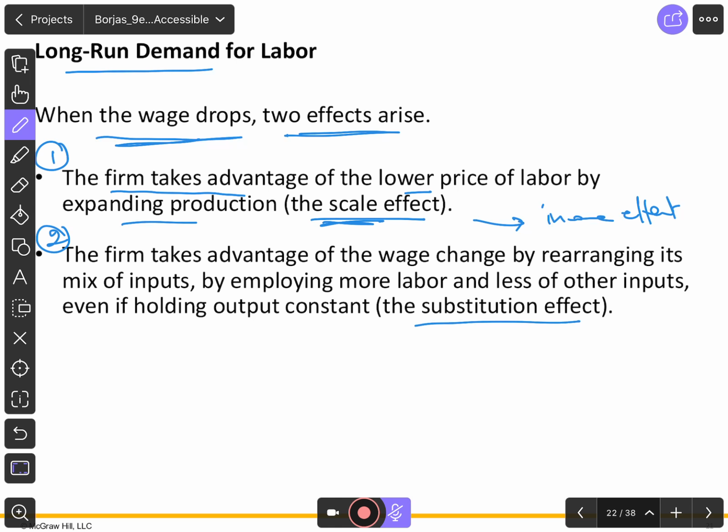And the other thing is, if we are talking about two inputs or more than two inputs, then every time there is a drop in the cost of one of the inputs, you will employ more of that input as compared to the other inputs. So if we have a drop in the wage rate, then you will be employing more workers and less of the other inputs. This is why we say it's a substitution effect. You are substituting workers for the other inputs, which are now relatively expensive.